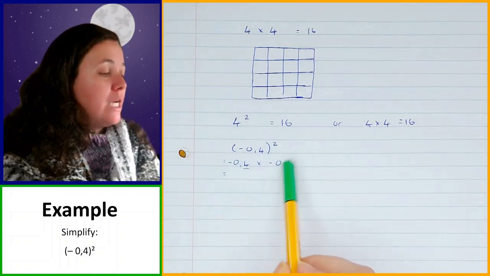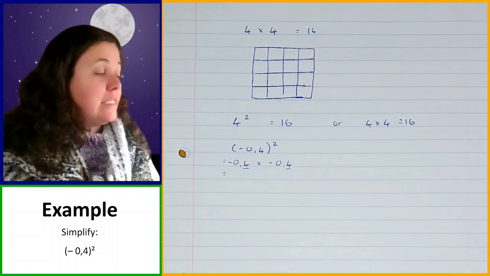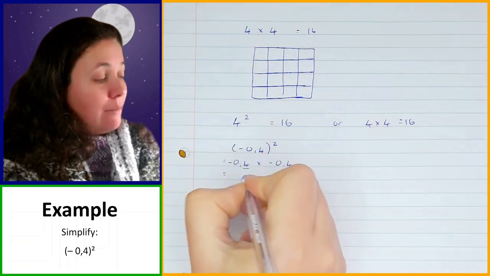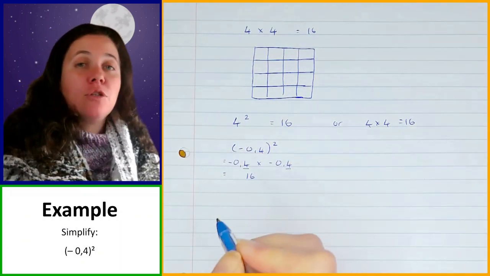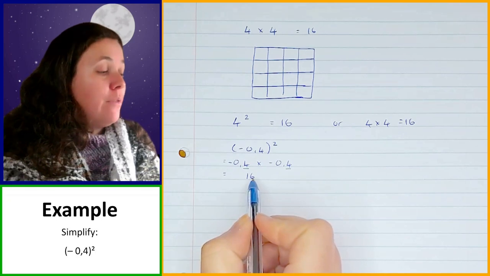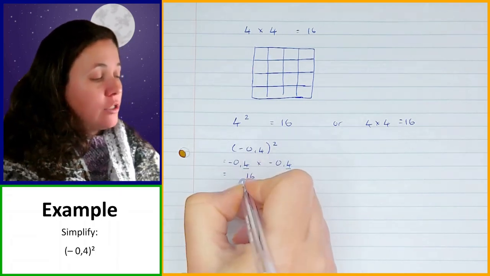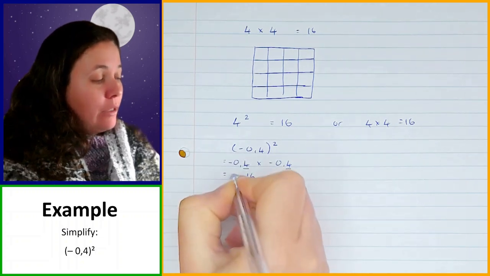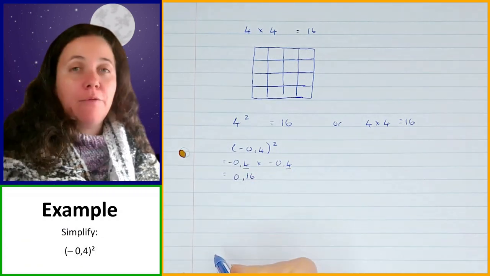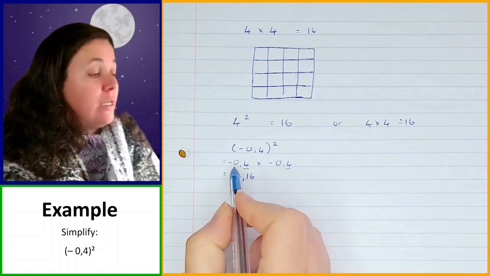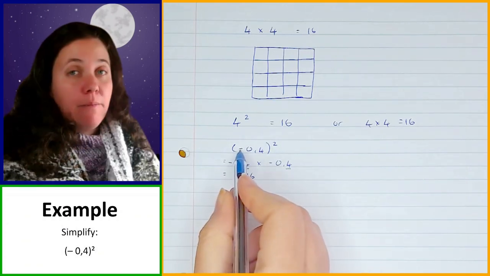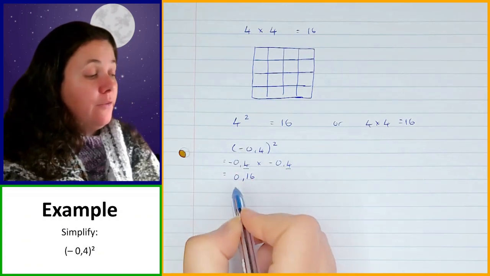So I've got 4 times 4. 4 times 4 is 16. So I'm going to have 16 in my answer, and I need to have 2 decimal places. And so I work from the end of that and make sure that I have 2 decimal places. So that's 1, 2. So my comma is going to go in front of the 1, and I'm going to have a zero in front of that as well. So my answer for this one is positive, because it is a negative that's being multiplied by another negative, okay?